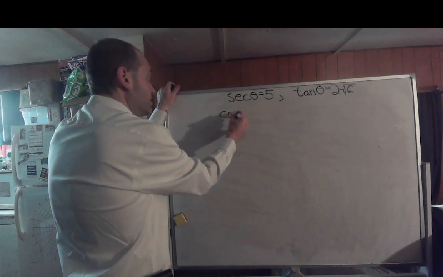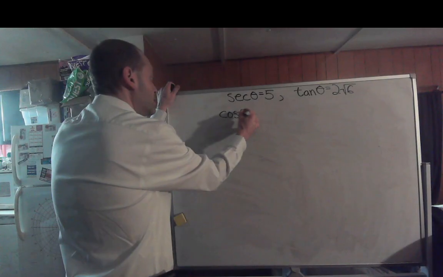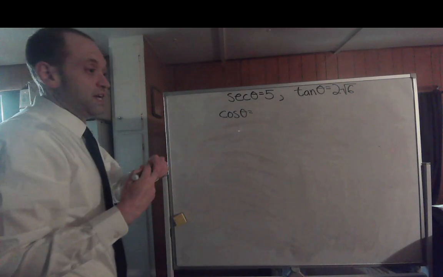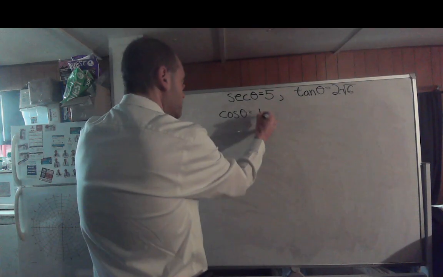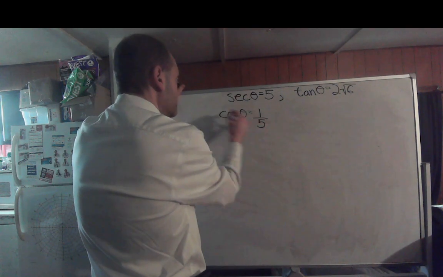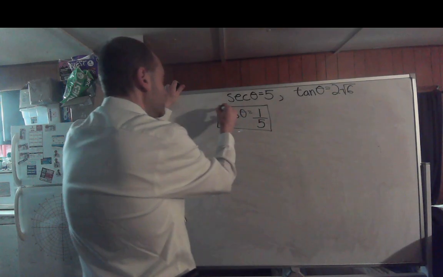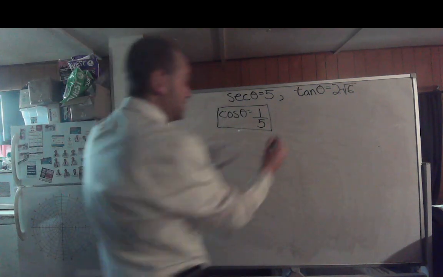Well, that one should be fairly easy. The cosine of theta, that's just the reciprocal of the secant, right? Reciprocal of 5 is 1/5. So that one's fairly easy. Cosine's 1/5. What's the cotangent of theta?